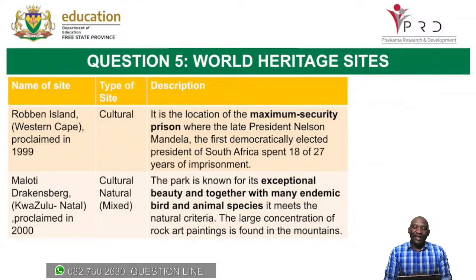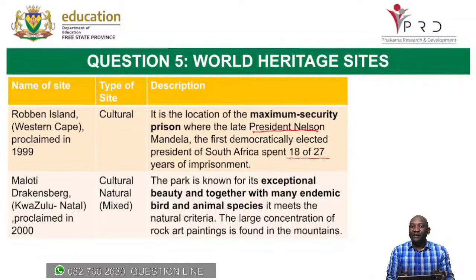Right, when you look at Robben Island, this one has undergone many different facets. It has been a hospital at some point. It has been a prison at some point. It has also been a base for the army. But what makes this one a World Heritage Site is because of the former president, Nelson Mandela, who was actually imprisoned in this place for 18 of the 27 years that he spent in prison. 18 years of them, he spent here at Robben Island.